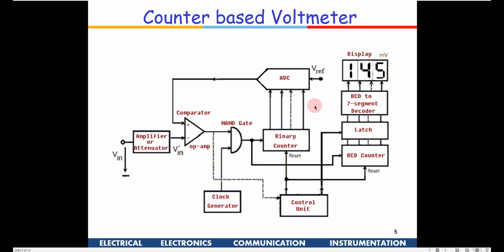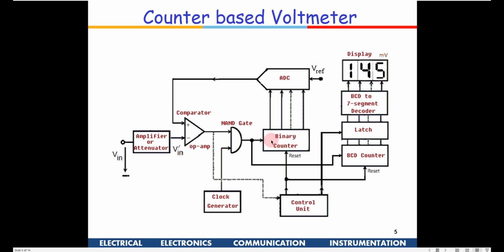Okay, this is the same counter based voltmeter. Again you have an amplifier and comparator. This is almost the same, the only thing is the additional units which are shown here. From the counter you have a latch and a BCD to 7 segment decoder which we will require, because this is a binary counter, right. This is a slightly different configuration. Let me explain here. You have an input signal here, you have a comparator, this is the clock generator.